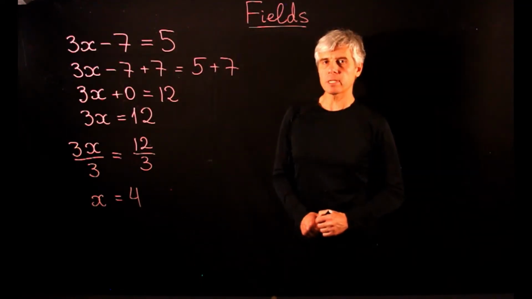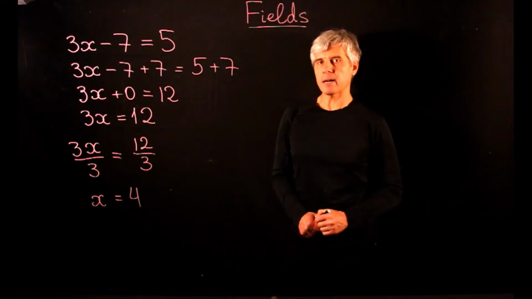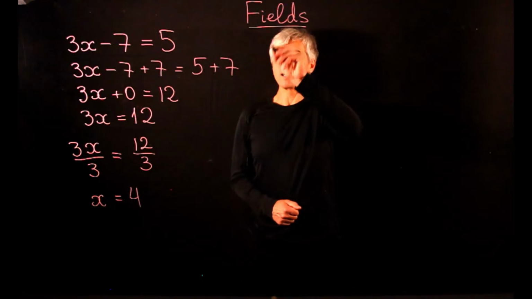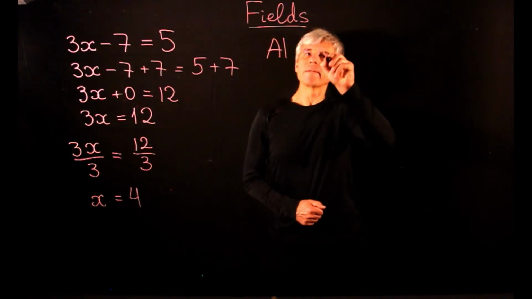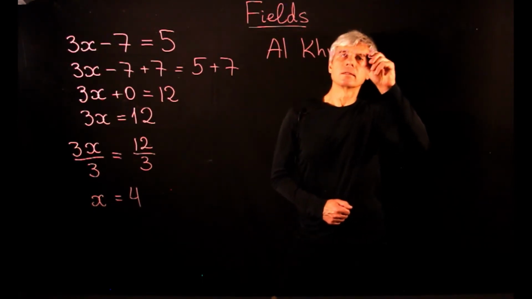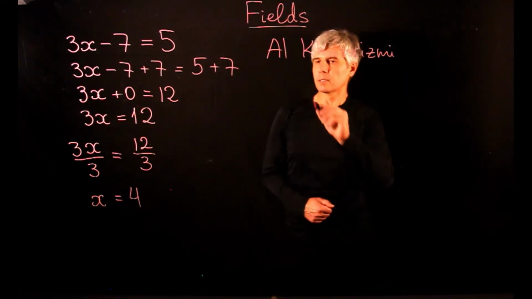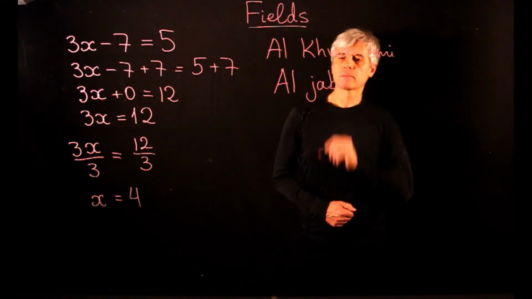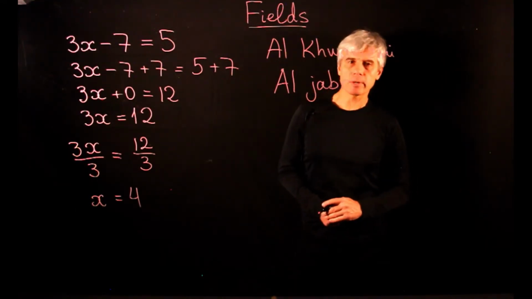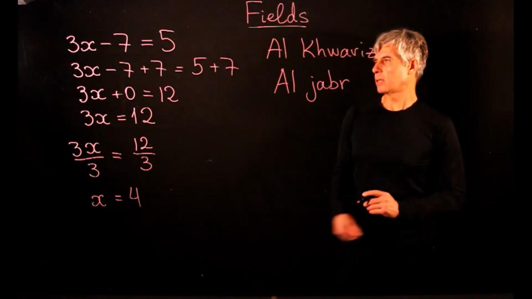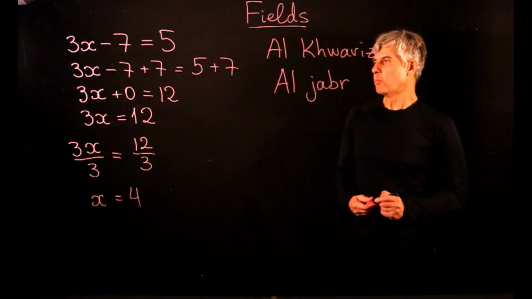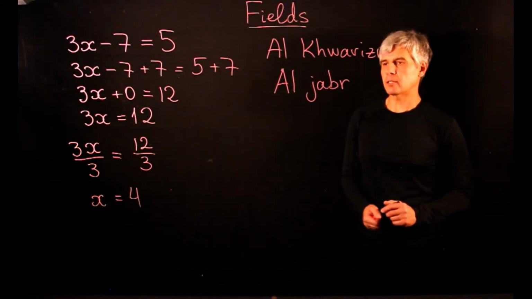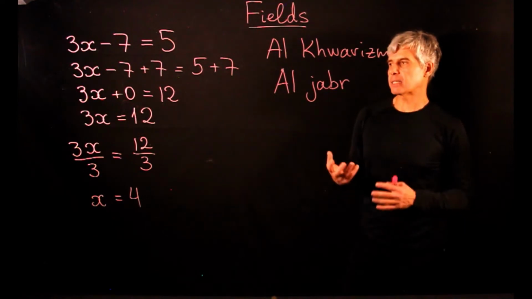The word algebra itself is Arabic in origin, and it goes back to Al-Khwarizmi, who wrote a book on Algebra. And basically, algebra is a method of solving equations like this one by moving things from one side of the equation to another. And the word algebra means balancing or completion.